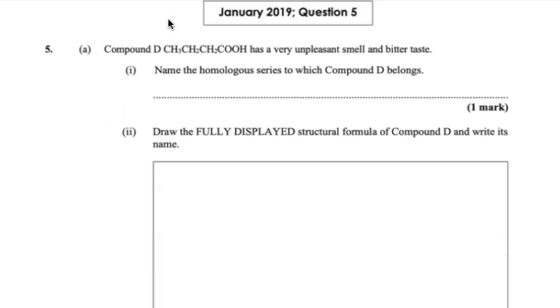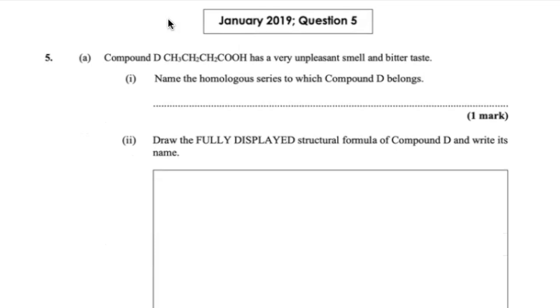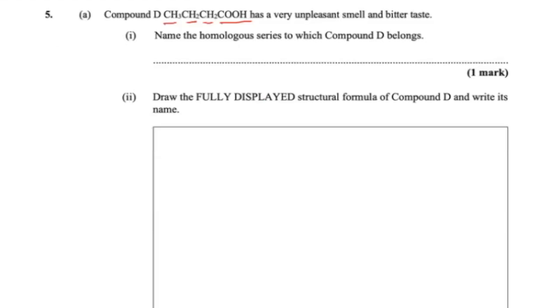All right, so let's look at this one now. This one is the same year, but question 5. Compound D, and they give the condensed formula: CH3, CH2, CH2, then COOH. It has a very unpleasant smell and a bitter taste. They're asking for the homologous series to which compound D belongs. What homologous series does this one belong to?